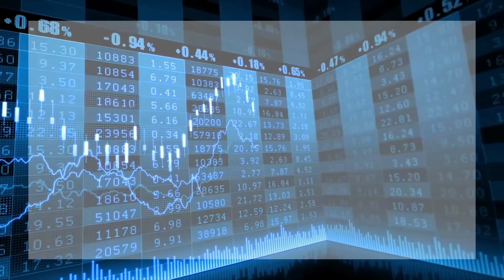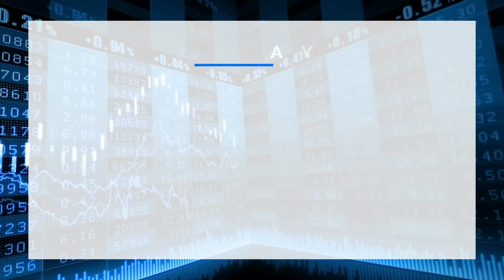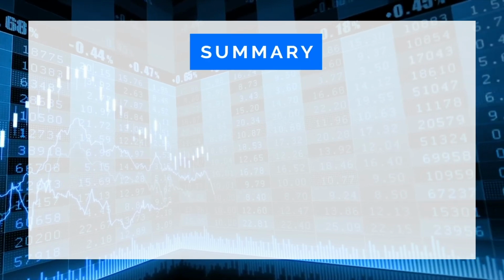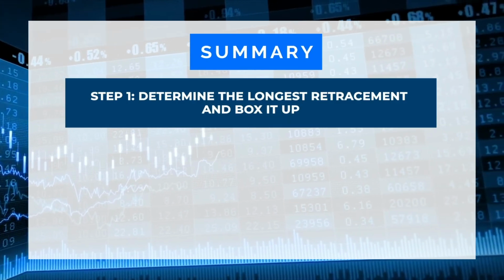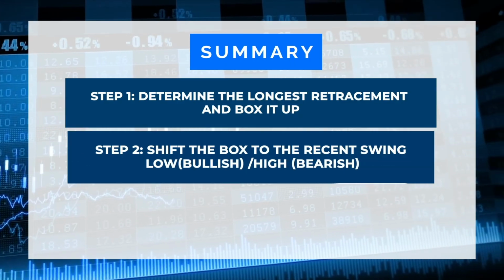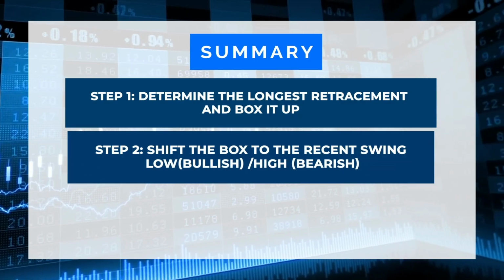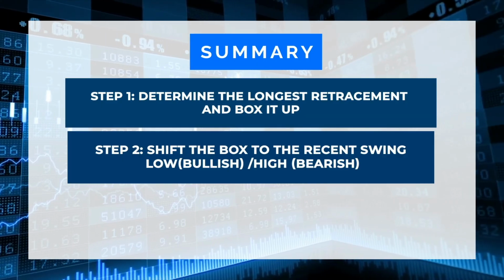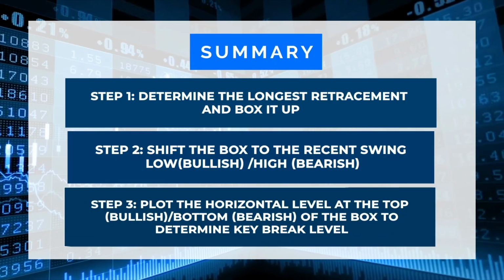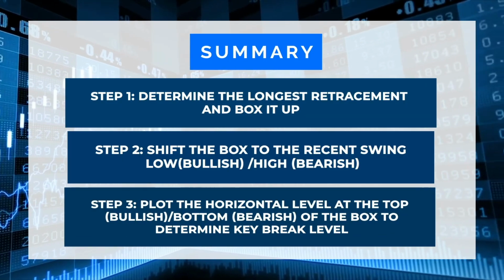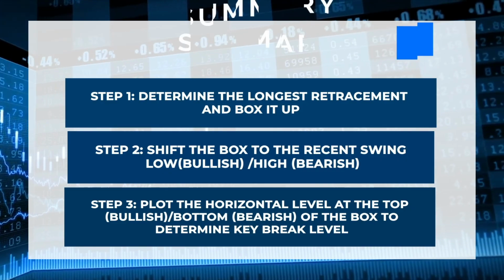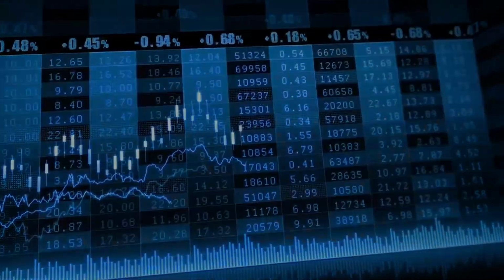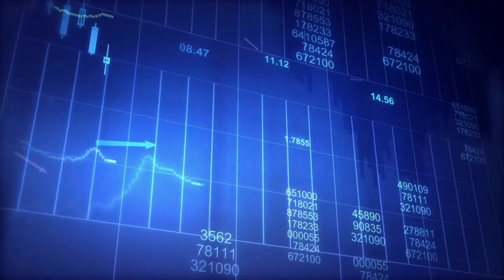And that's the entire technique, but here's a very quick summary of the steps involved. Step 1. Determine the longest retracement and box it out. Step 2. Shift the box to the recent swing low or high depending on whether you are bullish or bearish. Step 3. Plot the horizontal level at the top of the box or at the bottom of the box to determine the key break level. I'd like you to test this technique and let me know if it works for you.